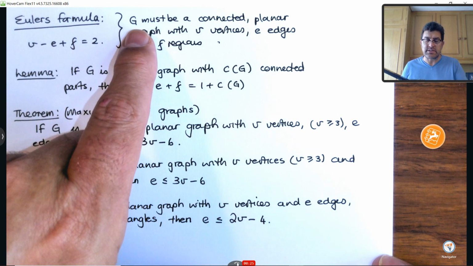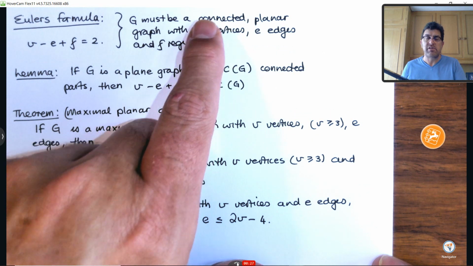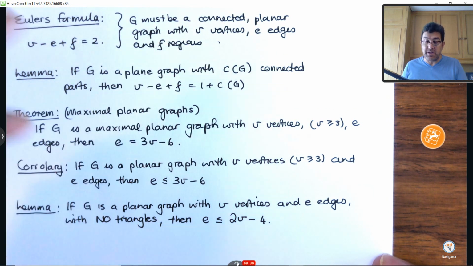Well, the conditions here are that G, the graph, must be connected. It must be a planar graph, meaning there are no edges that cross each other on that graph. There's V vertices, E edges and F regions.